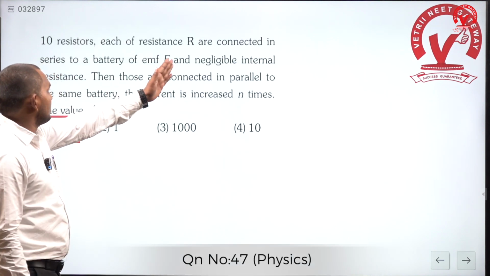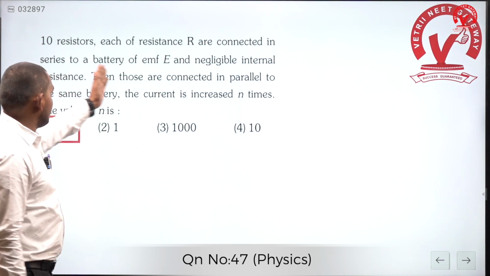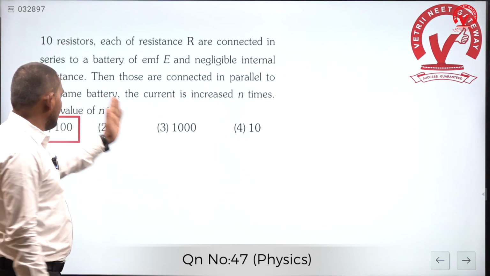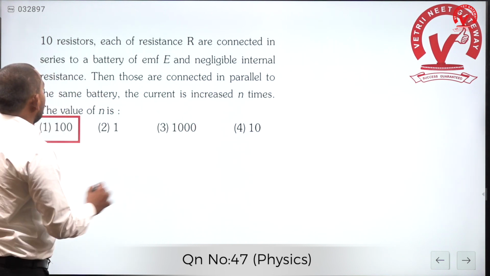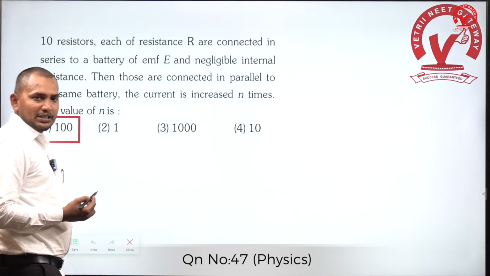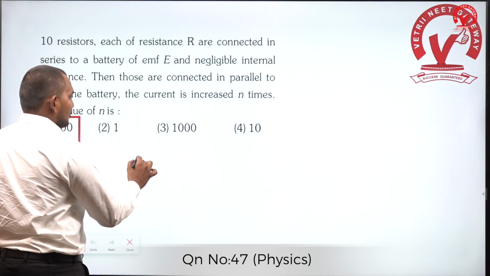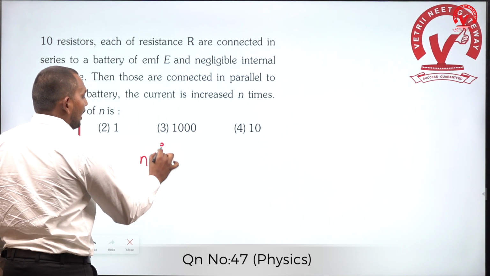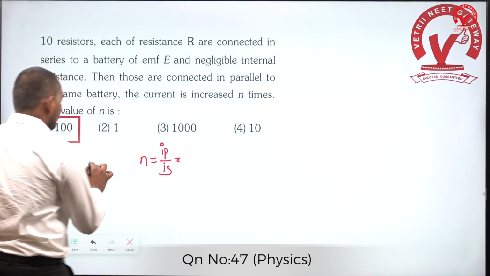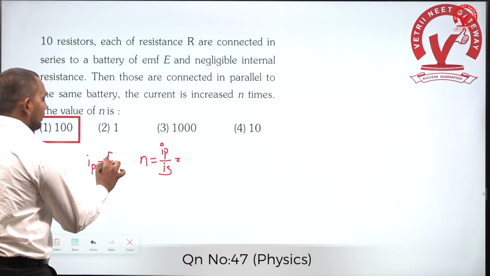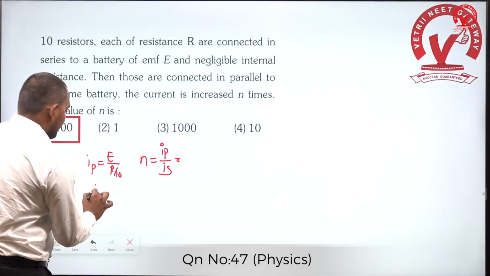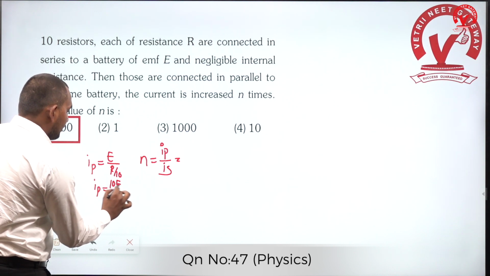Next, 10 resistors, each of resistance R, are connected in series to a battery of negligible internal resistance. Then they are connected in parallel to the same battery, and the current increases by n times. Here we want to find out how many times it increases. So n is equal to Ip divided by Is. Ip means E divided by the parallel combination R divided by 10. So Ip is equal to 10E by R.